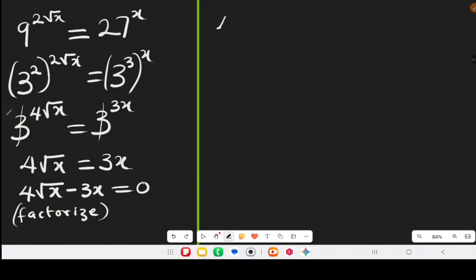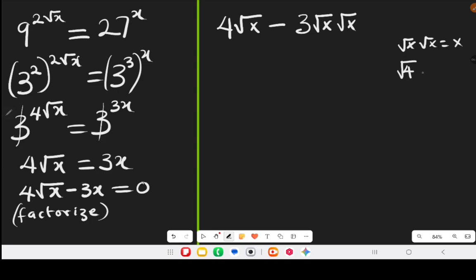We have 4 root x minus 3 root x times root x. Root x times root x is equal to x. Do you believe, for example, that root 4 times root 4 is equal to 4? That is, root 4 is 2, times root 4 is 2. Is it equal to 4? 2 times 2 gives us 4, which is equal to 4. So if this is true, it means x is equal to root x times root x.